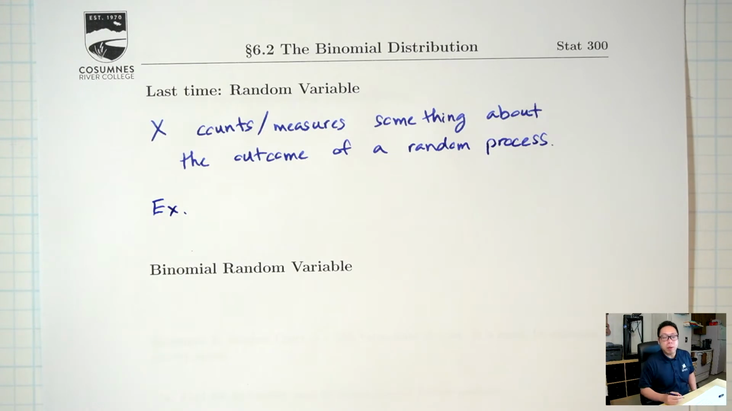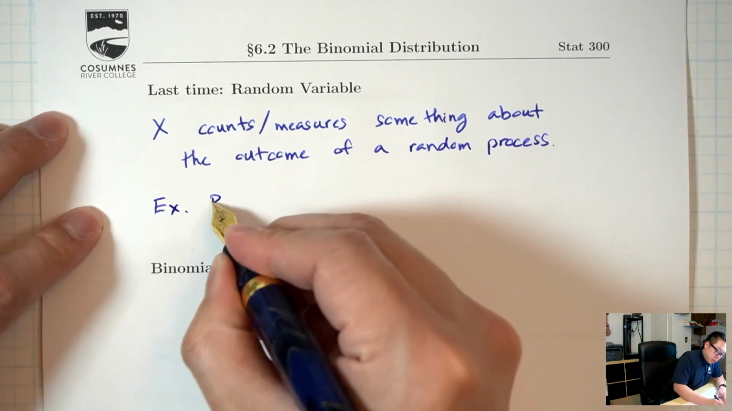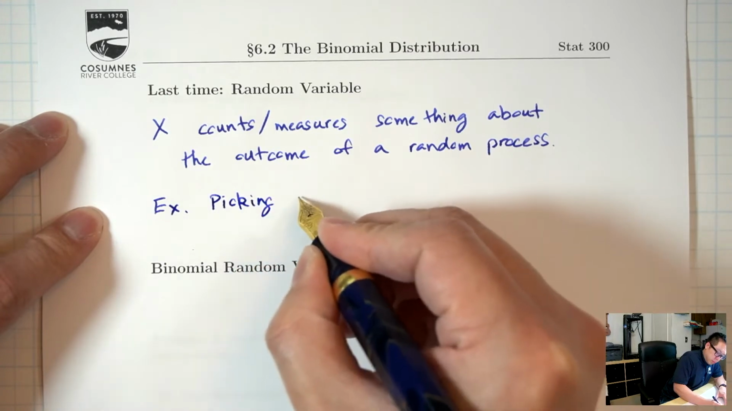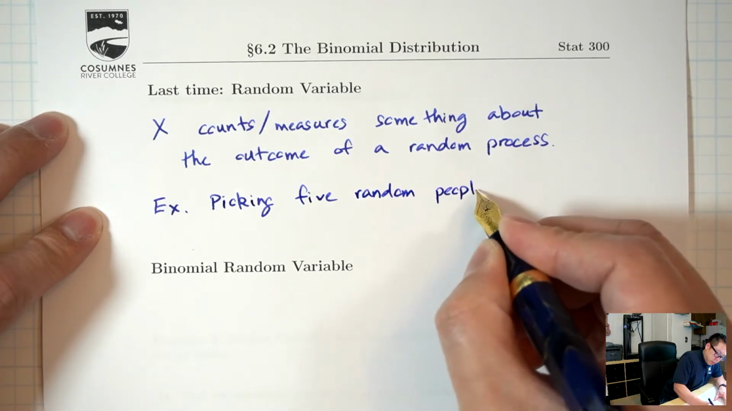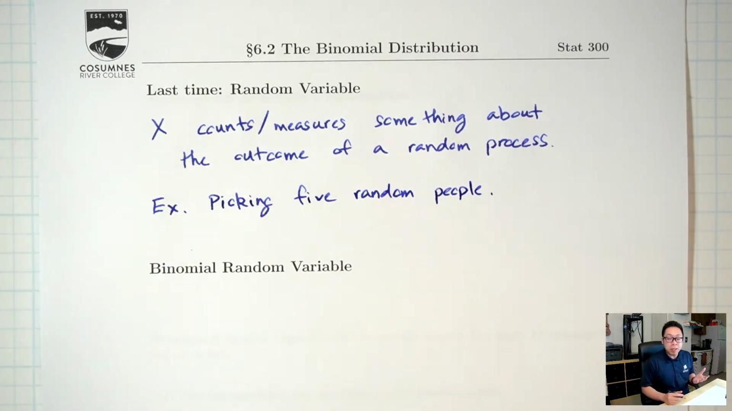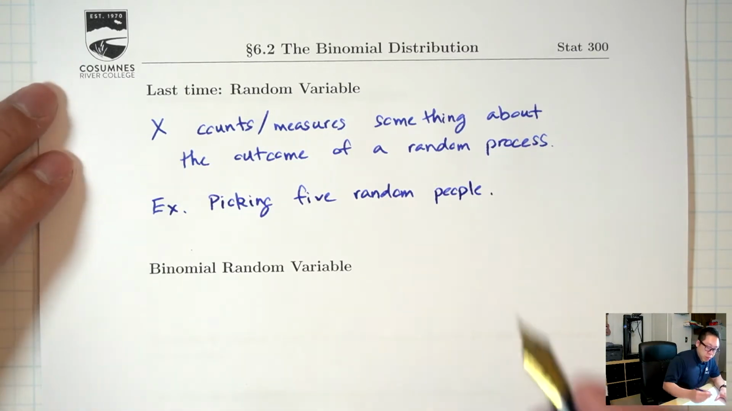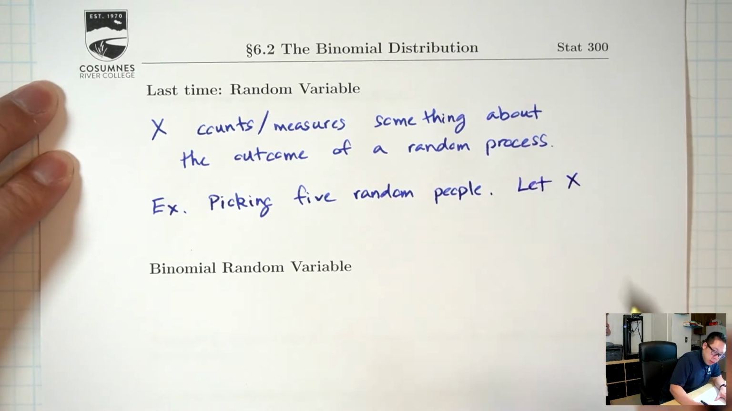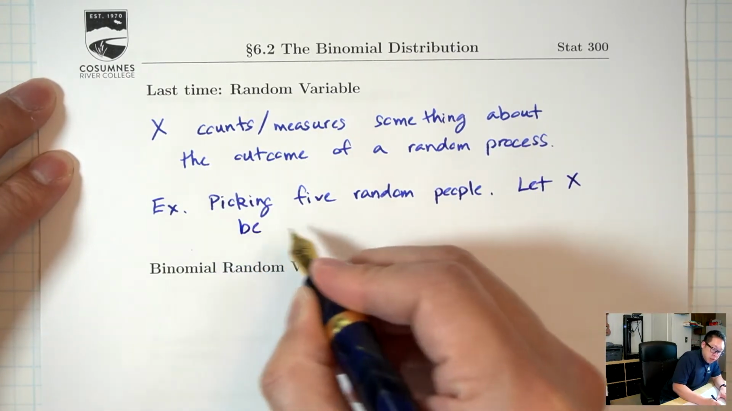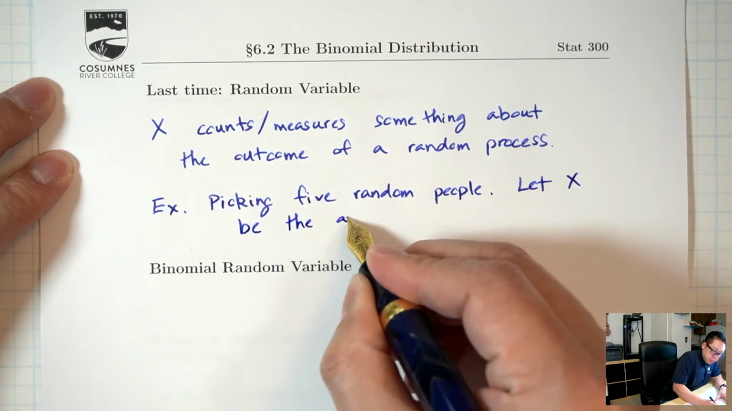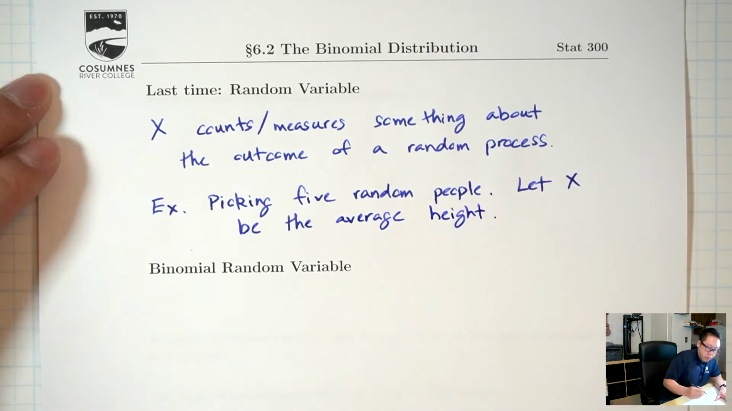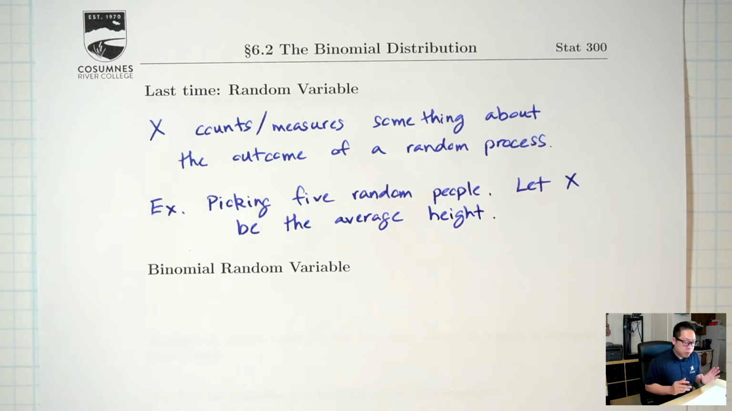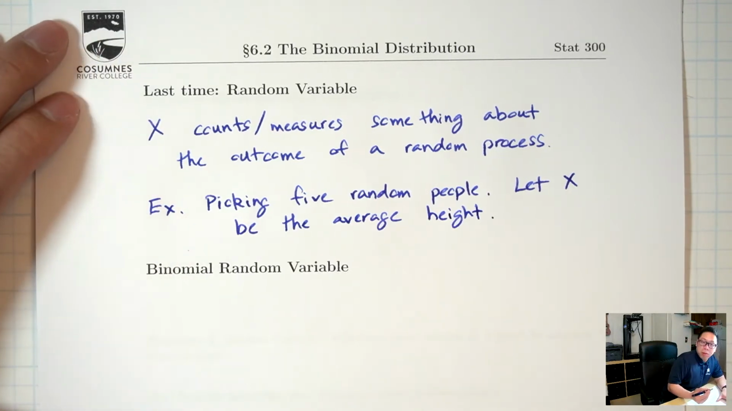One example I gave was picking 5 random people. That's the random process. So in and of itself, when you pick 5 random people, you don't get a number. You get 5 people. But you can force it to be a number by letting the random variable x be the average of the height. Now you do have a number. So that's a general random variable. I'm going to call those regular random variables.